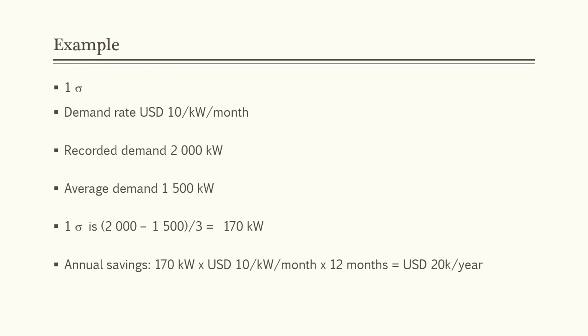Annual savings, if we were able to shed 170 kilowatts, is 170 times 10 times 12 months per year. It will be $20,000 per year.